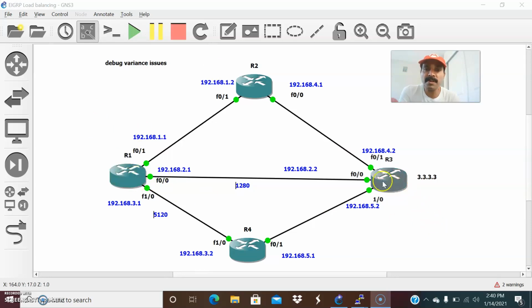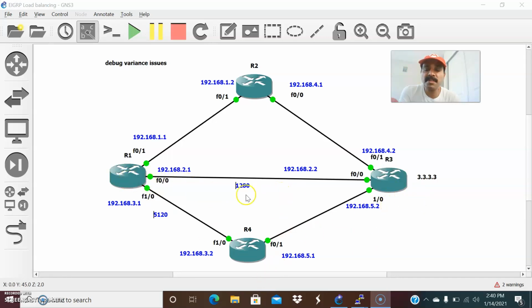So for R1, for reaching R3, as per this architecture, on R3 I defined the network 3.3.3.3. This is a loopback address I defined. So for R1, for reaching this prefix, there are three paths it will take: one is R1 to R2, R1 to R3, and R1 to R4 to R3.